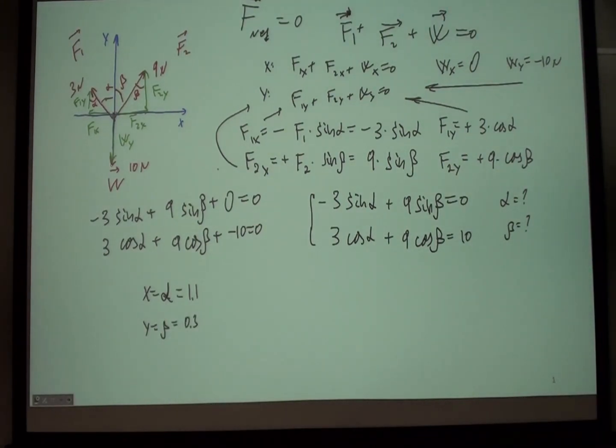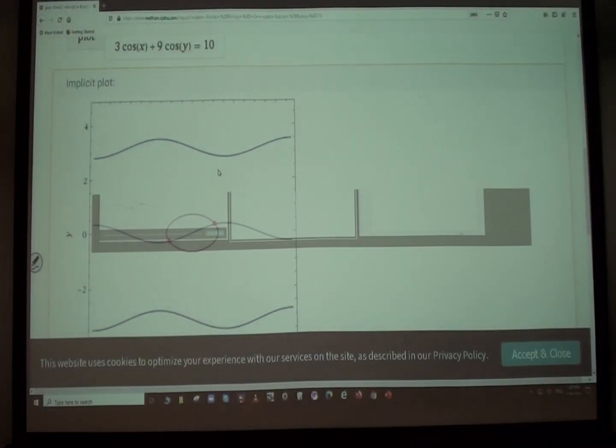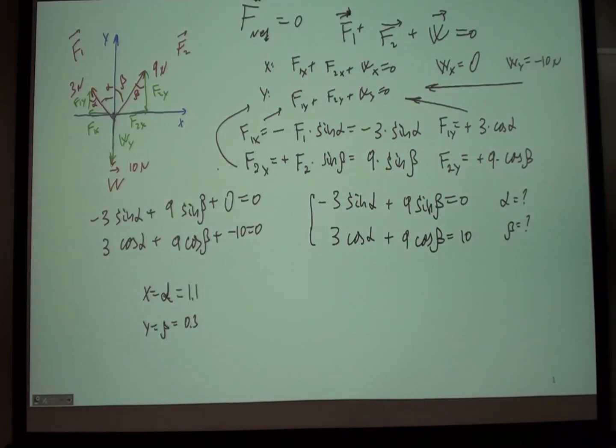1.1 what? 0.3 what? Well, computers use radians by default, so that's supposed to be radians. And now you need to convert it into degrees, and you can do it differently. Alpha is supposed to be close to 63 degrees and beta 17 degrees.